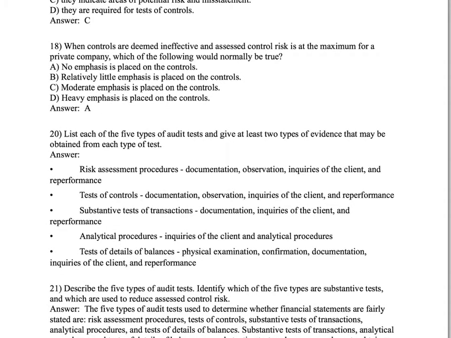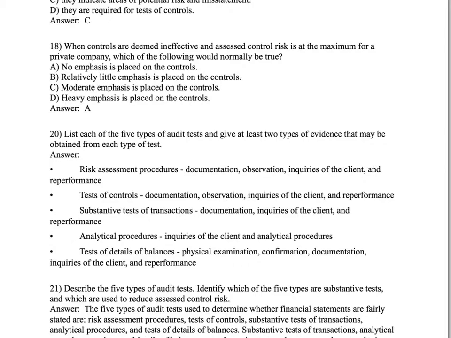This is how I'm going to do it. I just kind of scroll up. Hopefully you can stay with me. We have number 18. When controls are deemed ineffective, the assessed control risk is at the maximum for private companies. So you've got to get this down, okay?